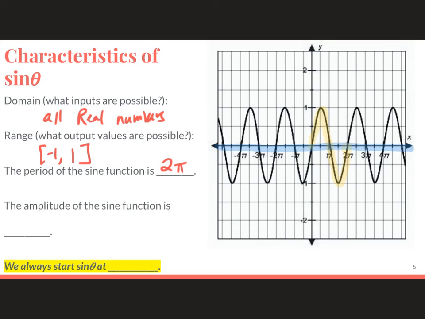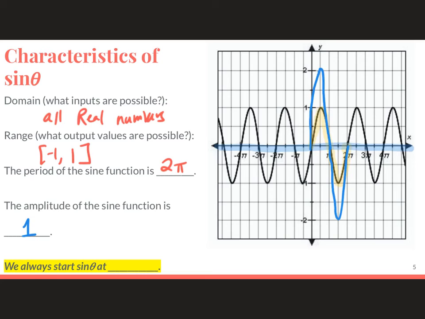So I want to inspect from my center line, my x-axis, how far up does my function go? And I see that my function goes up 1 unit, so my amplitude would be 1, right? If this were to go all the way up to 2, like let's say that my function were transformed so that the wave was twice as high, my amplitude would be 2 because it's 2 units from my center line.